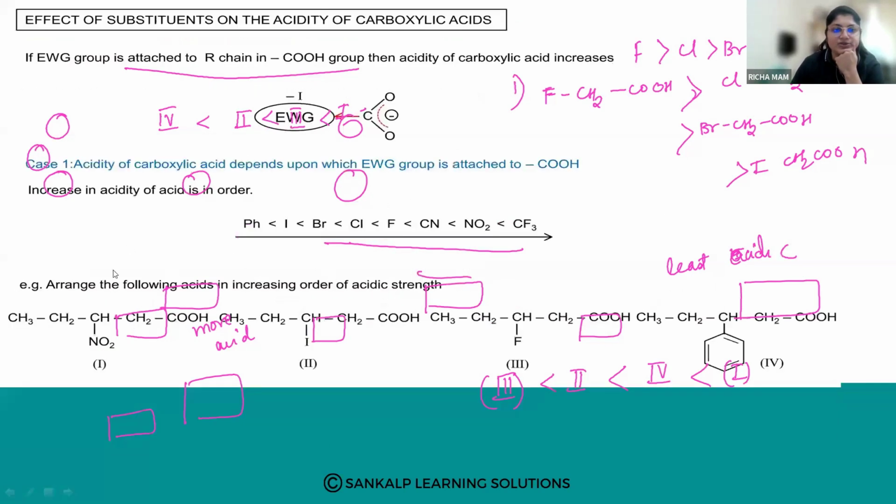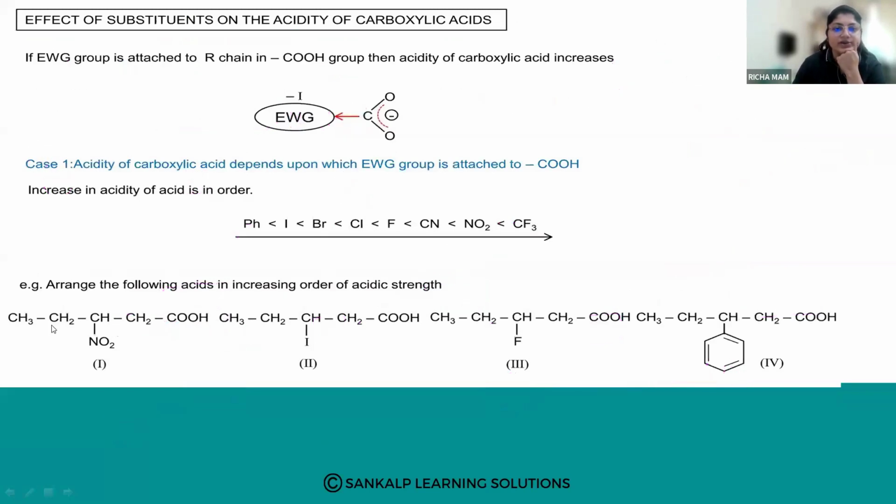This previous one, so these two examples we have seen, here we will see. Now here, depending upon the groups present, which will be more acidic in nature. So let us see. Now here, nitro, you have iodide, fluoride, and this. So this also, you order increasing strength. Nitro is the most, phenyl is the least.